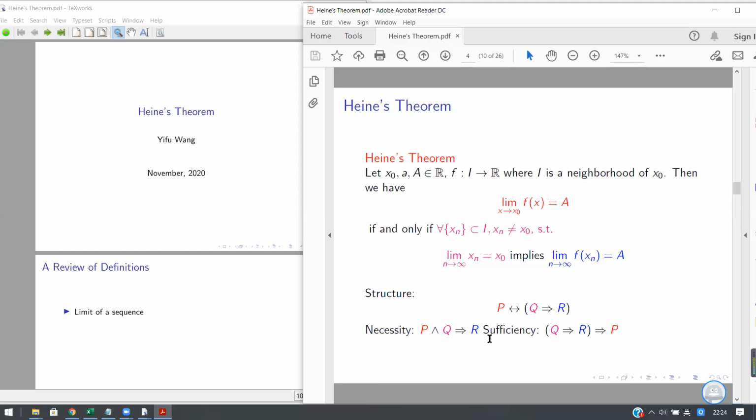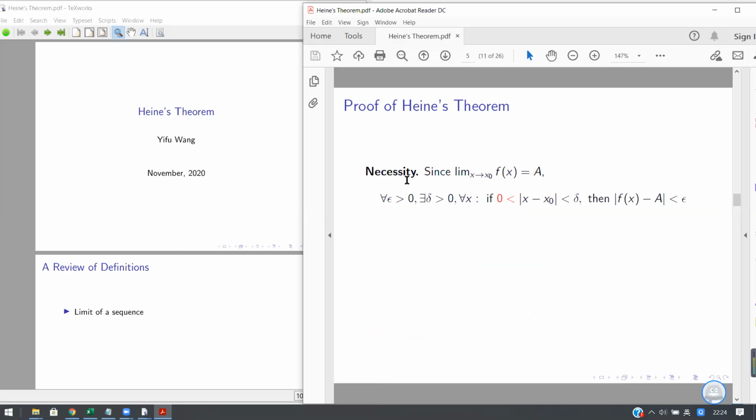Yeah, from this structure, we can see which side is simpler. Yeah, the necessary side, right? Oh, we can guess that. So we start our proof with the necessity, okay?